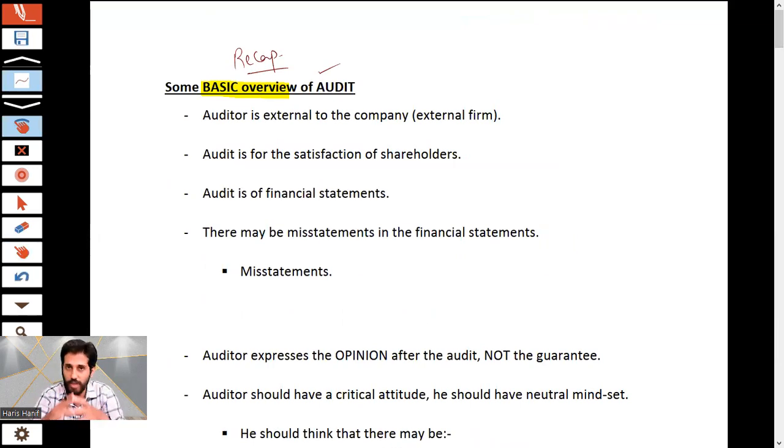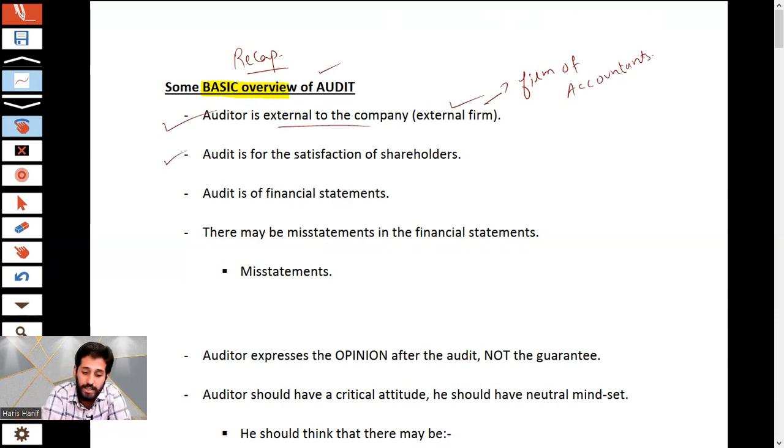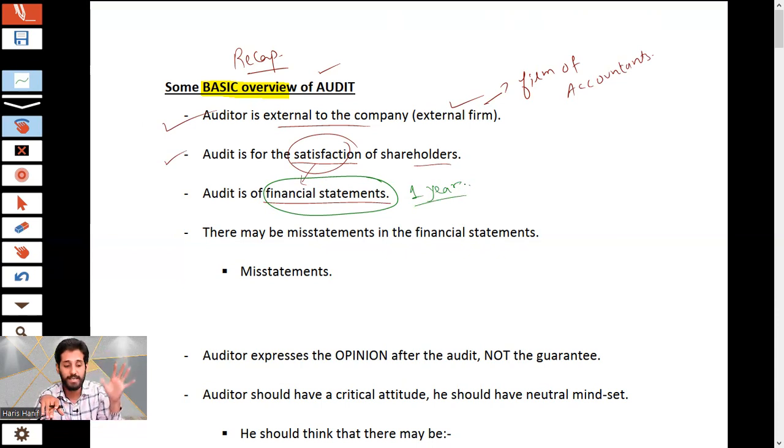A very short recap of the audit. You are already aware of what an auditor performs, what auditors do, and what procedures you have studied in your AAA exam. So this is basically the recap, okay? Auditor is external to the company. Obviously, it is an external firm, and it is called a firm of accountants. Audit is for the satisfaction of shareholders on the financial statements. And if nothing is mentioned, financial statements are always of 1 year. However, financial statements can be of 6 months as well, but in the scope of the audit, it is always 1 year.